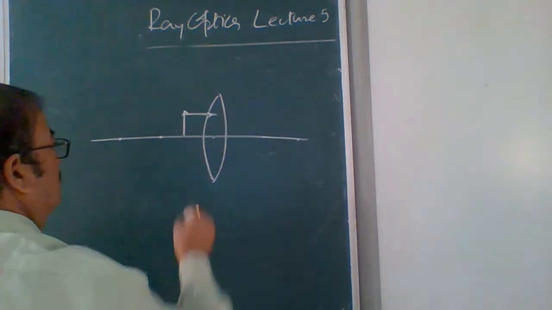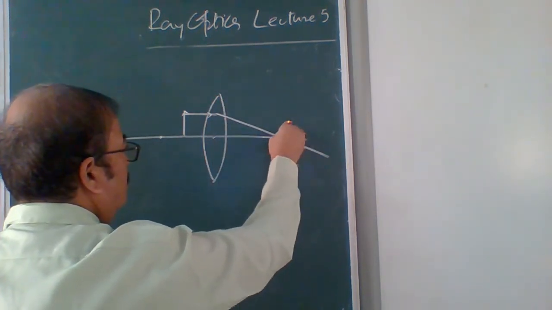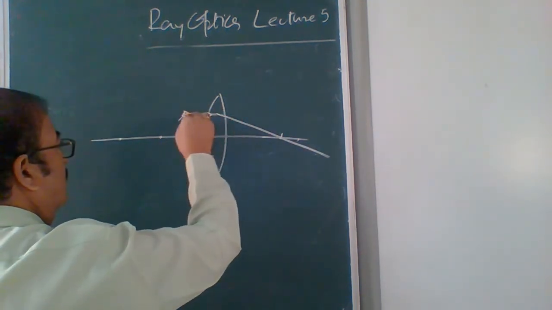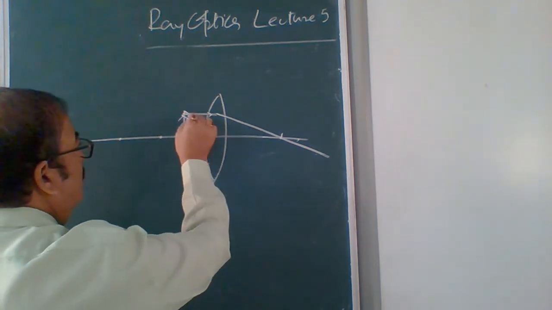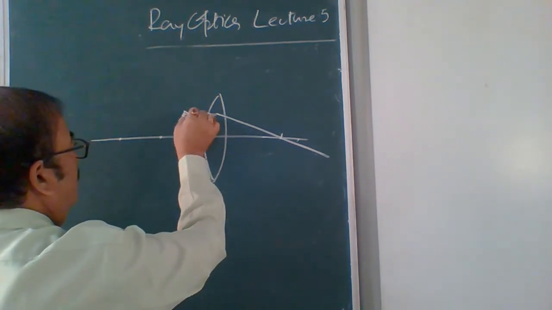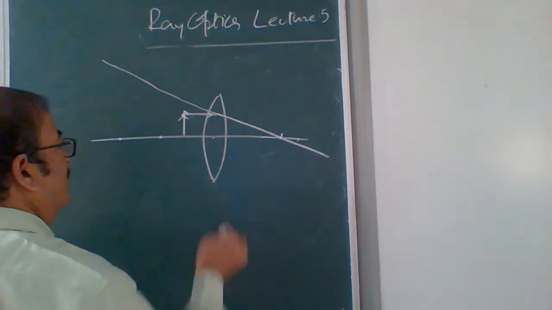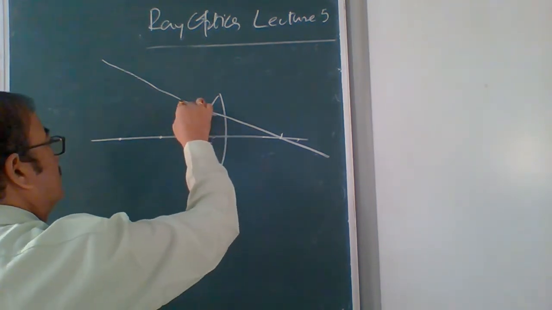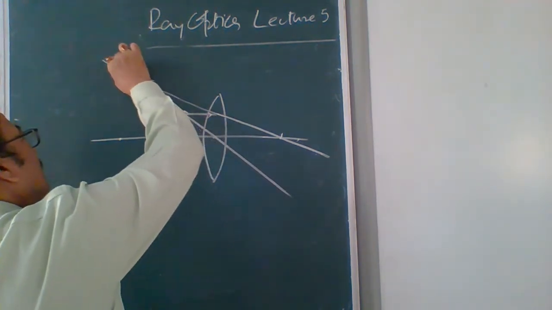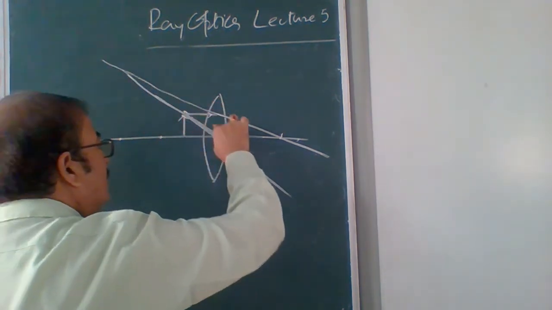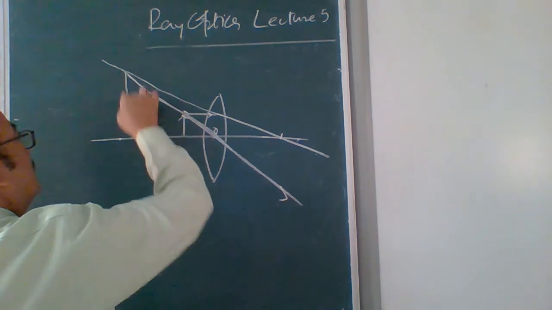Suppose we have this type of situation. After refraction, the ray must pass through the focus. Here is the focus, and another ray we take directly from the focus itself. We have to produce this line and this, and now we take another ray from the optical center. Wherever they meet, this is the position of your image.